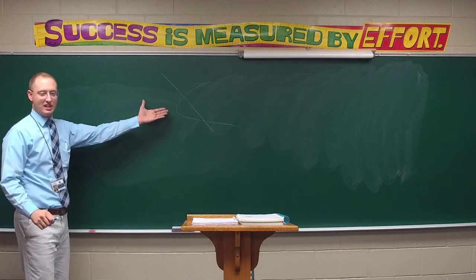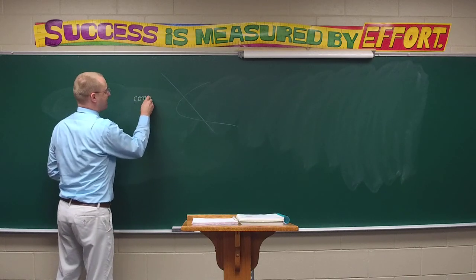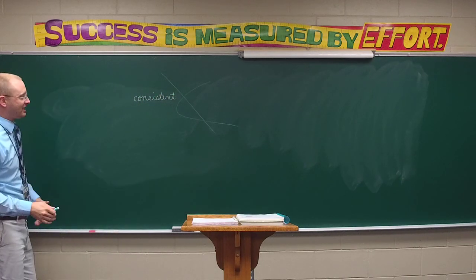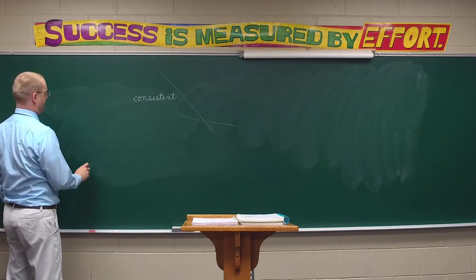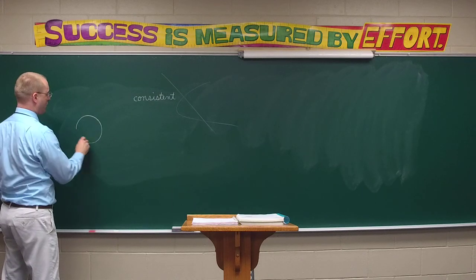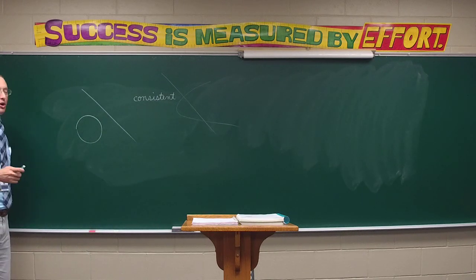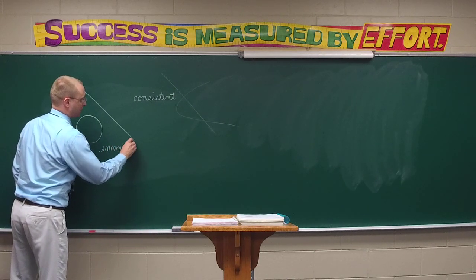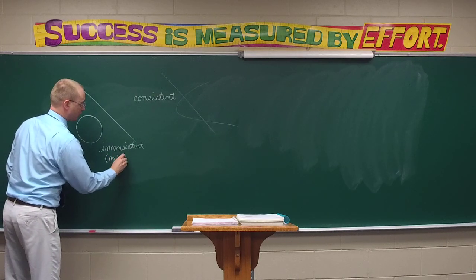We call this a consistent system. You will want to write that in your notes again and make sure you memorize it. If they intersect, it's consistent. If they don't intersect, then this system would be called, class? Inconsistent. And what's the answer? No solution.